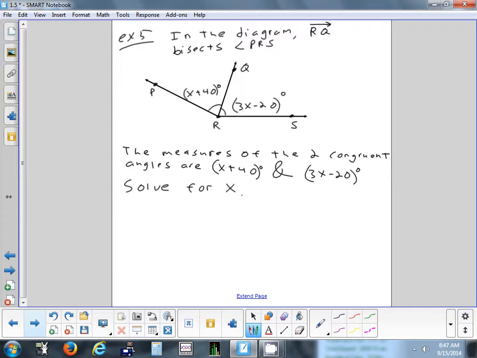All right, so in that diagram, there's an angle that's being bisected. One of the angles is x plus 40 degrees. The other angle is 3x minus 20. I want to solve for x.